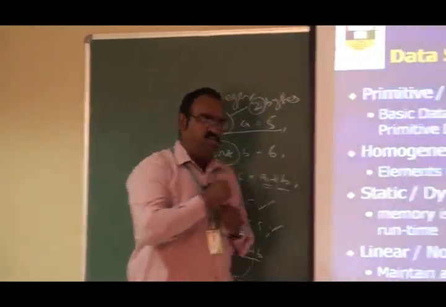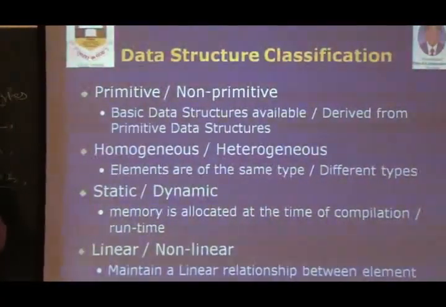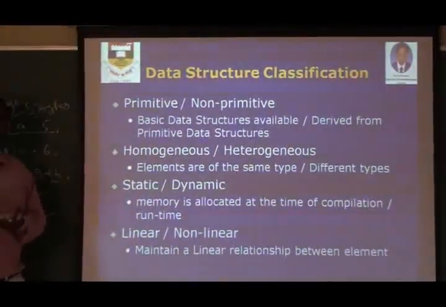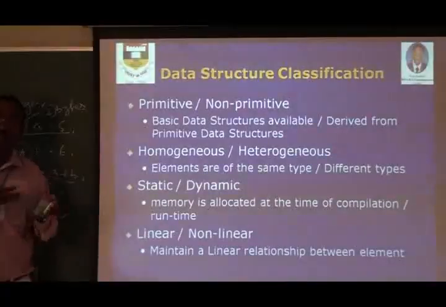The last one is called linear and non-linear. So linear is a sequential access. When you start at 0, it goes to 1, 2, 3, 4, 5. It's in a sequential manner, one by one. There is no omission of any memory location in the structure.